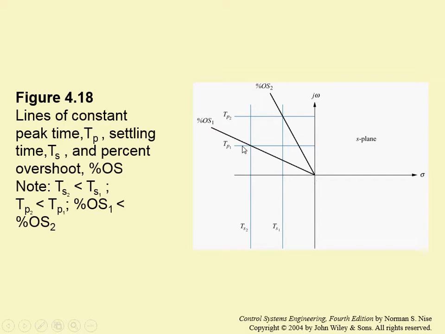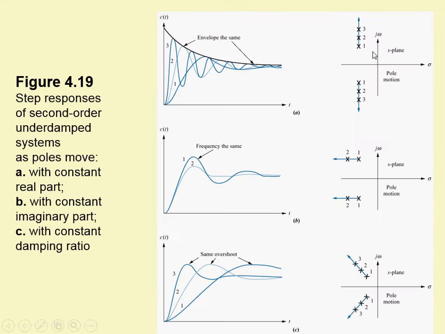Okay. Look at B. In this case, instead of moving the poles up, you're going to move them to the left, but keep the value of the damping in here, and you move them to the left in here. The frequency is the same, but look at the response.